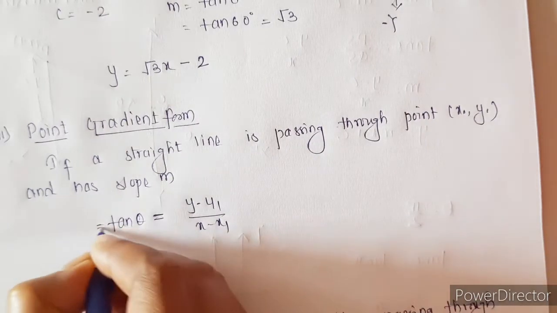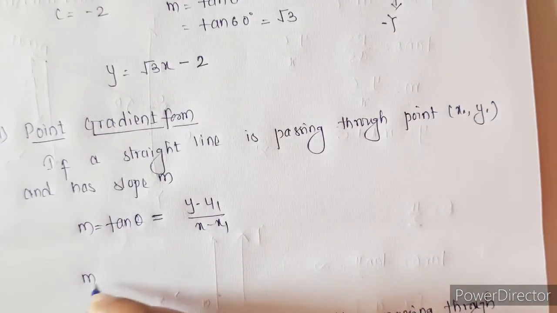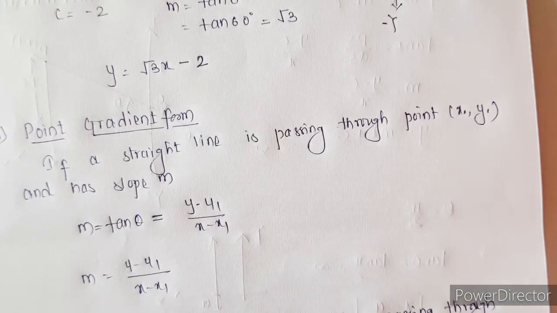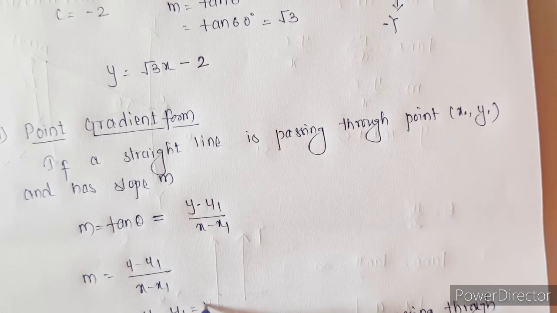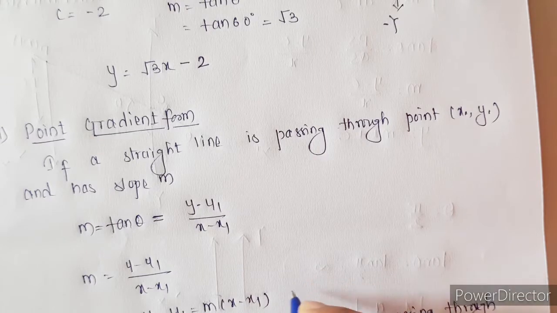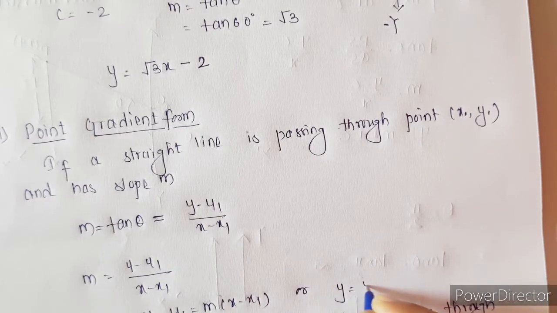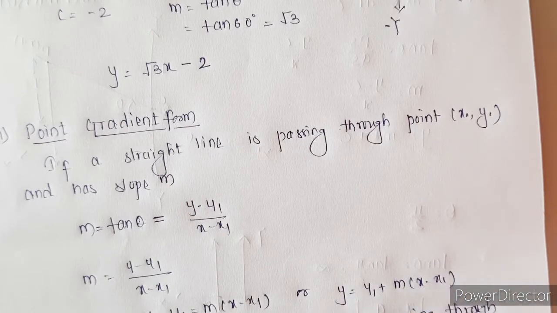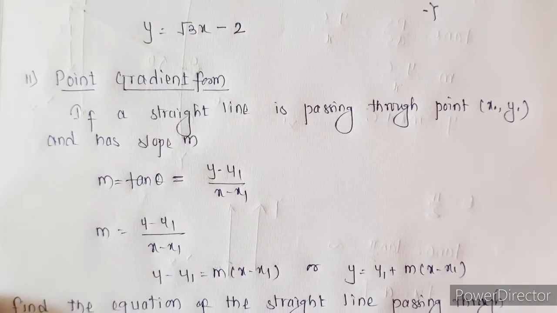And we know that slope is m, so we can write this as m equals y minus y1 upon x minus x1. Further, we can write this as y minus y1 is equal to m times x minus x1, or y equals y1 plus m times x minus x1. So this is our line.